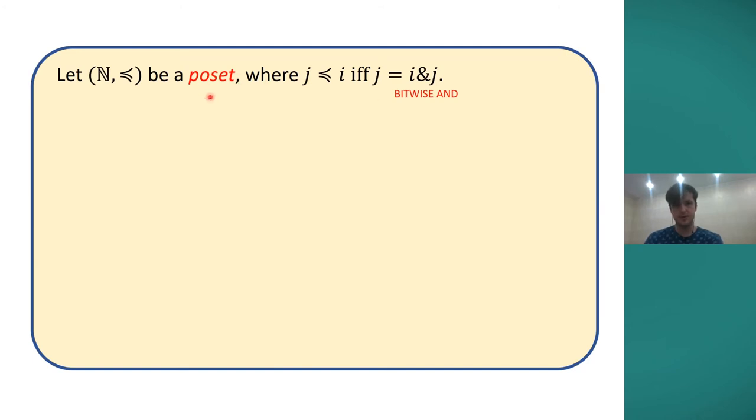over this set. So we say that an integer j is at most i by this partial order if j is i bitwise and j. So for example, we can see that 4 is smaller than 5 by this partial order, just because 4 looks like 100, 5 is 101, but we cannot say that 3 is smaller than 5 by this partial order.